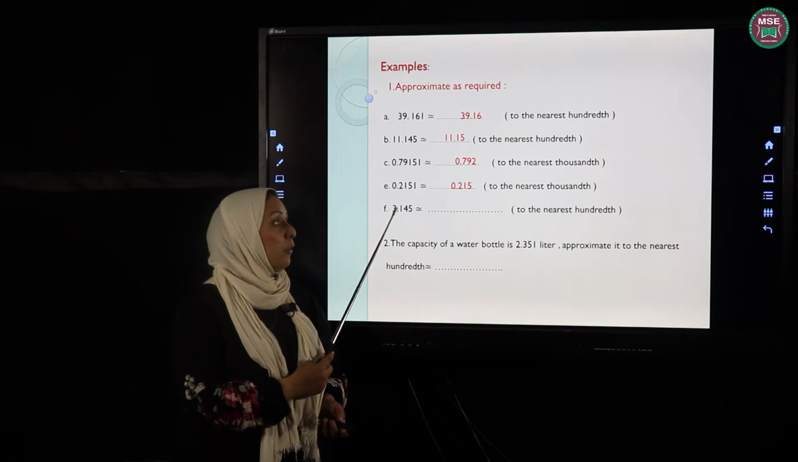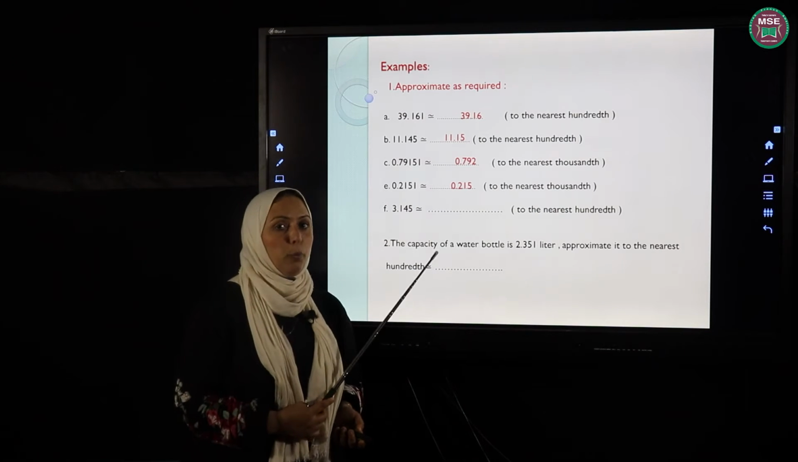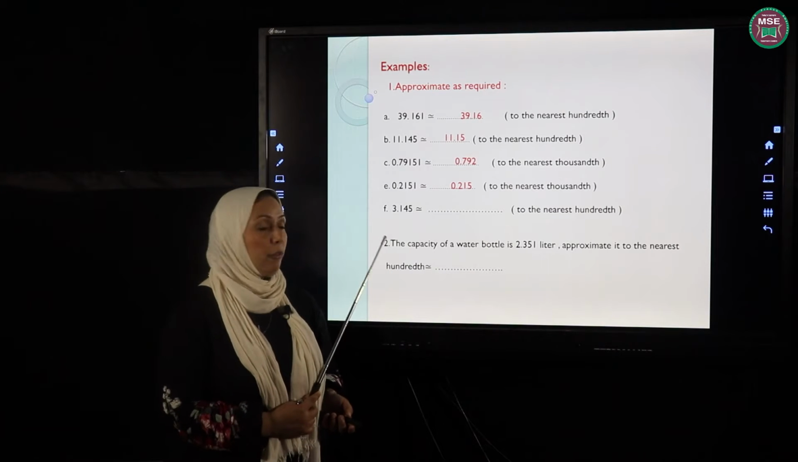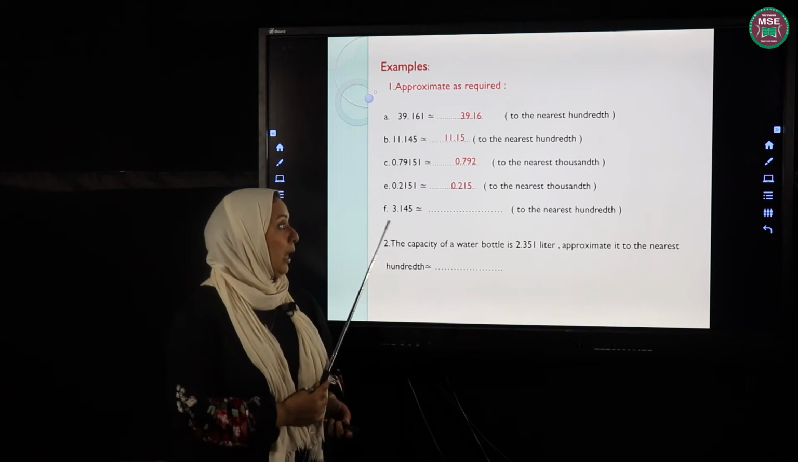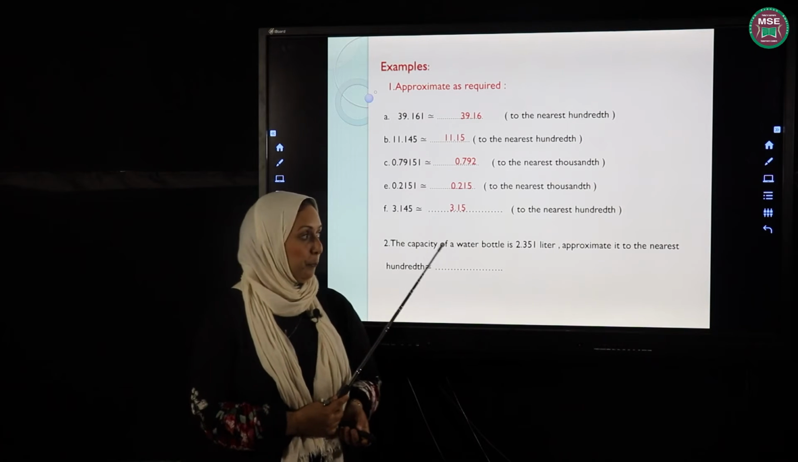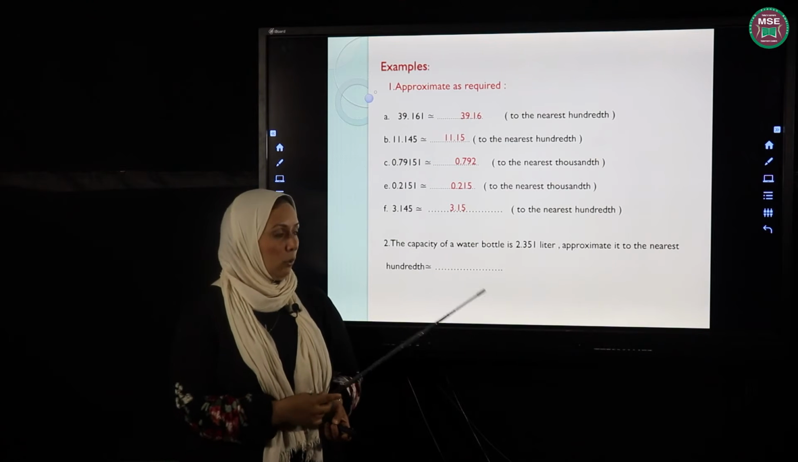Here, approximate to the nearest hundredth. Where is the hundredth? 4 is the hundredth. After 4, we have 5 here. 5 is strong. So it will give the 4 one more. So the answer will be 3.15.